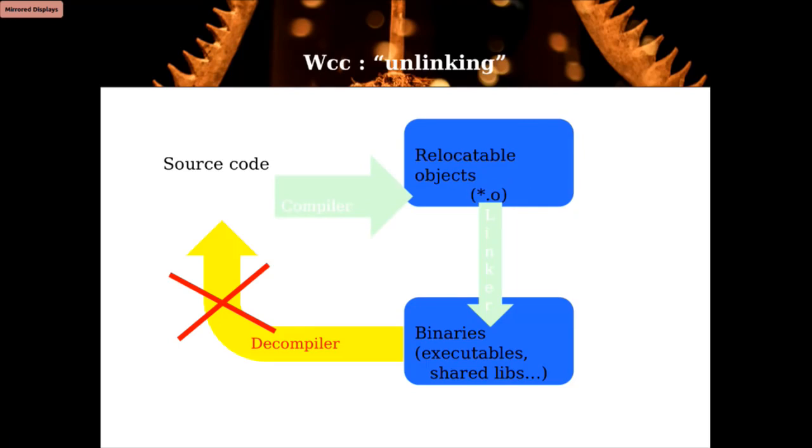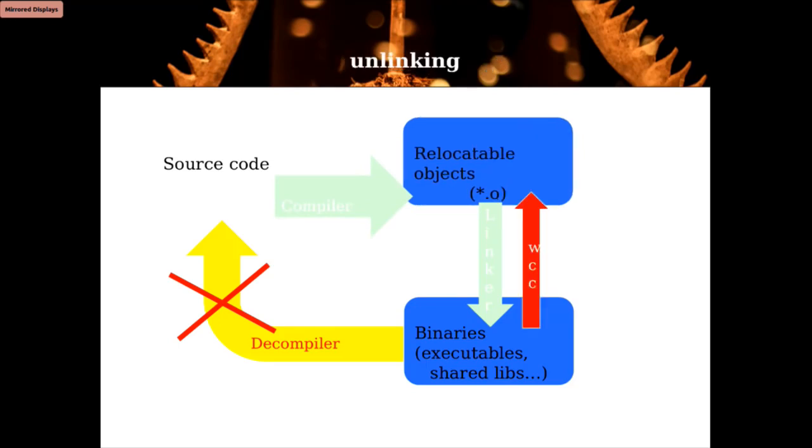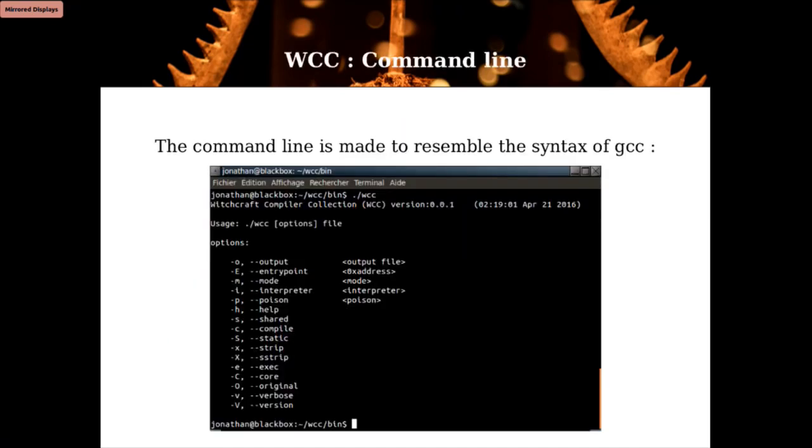So instead of doing this, I'm just going to use the Witchcraft Compiler Collection, which takes binaries as an input and gives back relocatable objects. I call it a compiler, but it doesn't at all work like a compiler, right? It doesn't take source code as an input. The reason we call it this is that the command line is very close to GCC. To get the same output as GCC, you give it the binary as an input instead of source code. You give it pretty much the same arguments as you would with GCC, and magically you get the same output.